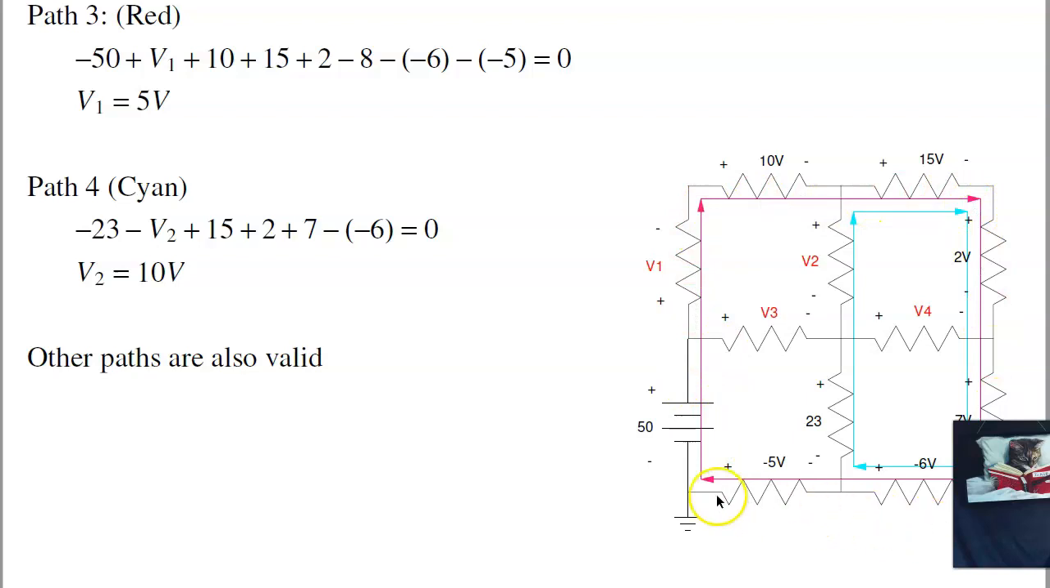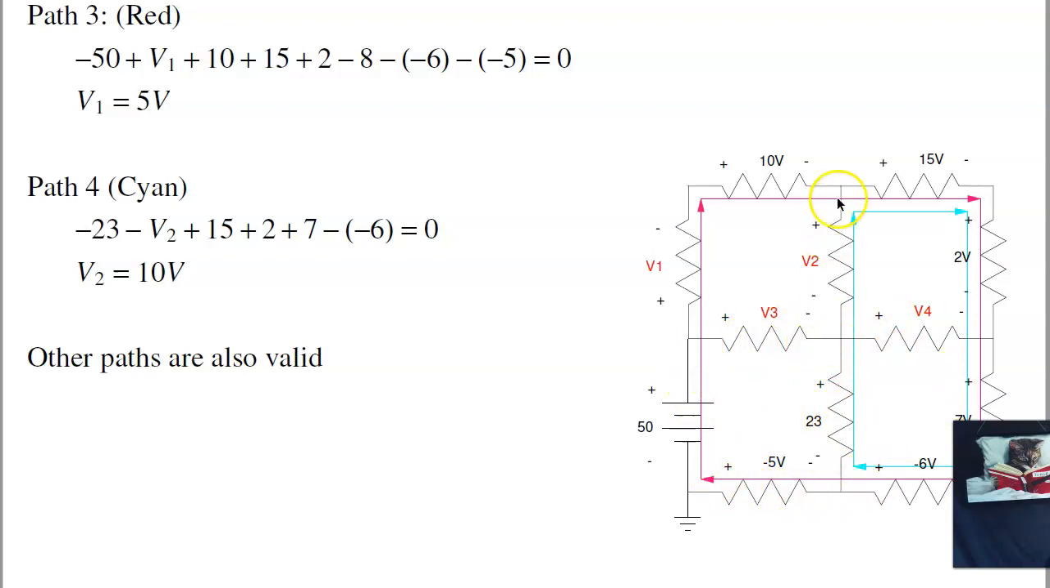Once I know V3 and V4, I can now find V1. Using the pink path, I've got one unknown, so minus 50 plus V1 plus 10 plus 15 plus 2 plus 7 minus minus 6 minus minus 5, and I'm back where I started, equals 0. Let's just solve for V1 and V2. Here's the path where there's only one unknown. So that gives me minus 23 minus V2 plus 15 plus 2 plus 7 minus minus 6 equals 0. That lets you solve for V2, and V2 is 10. And there's other paths. Once you're done, any closed path's got to add to 0.